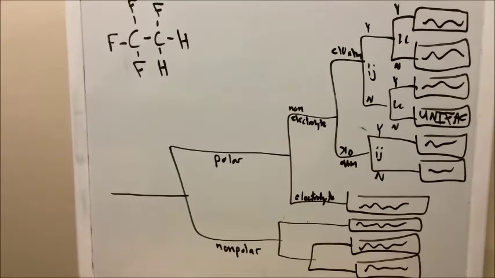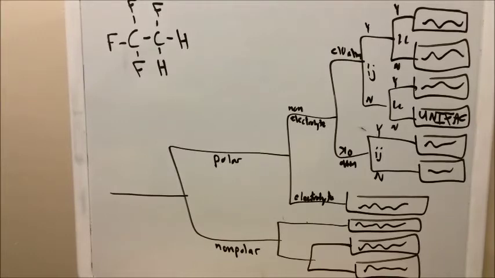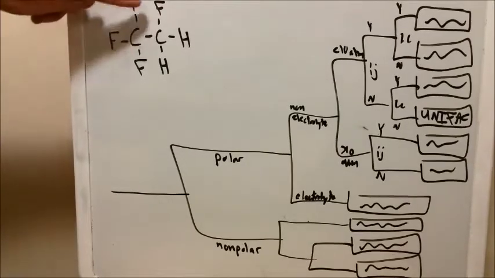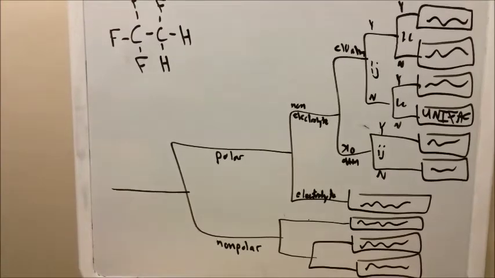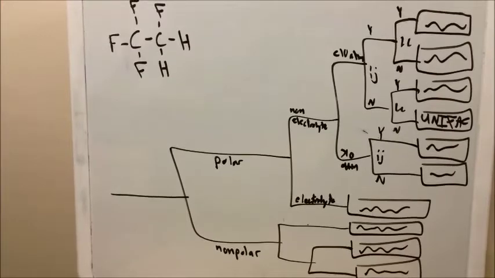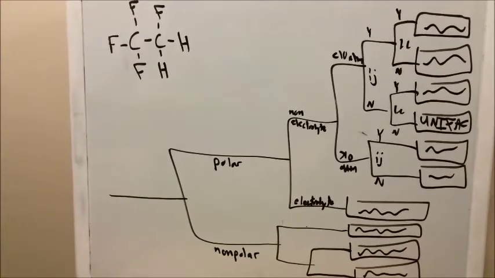Polarity can have a huge effect on how molecules interact with each other. As you can see here, tetrafluoroethane is a polar molecule, being electron dense on the left side. The next step is to determine if the molecule is an electrolyte or not. Tetrafluoroethane will not ionize in water and therefore is not an electrolyte.